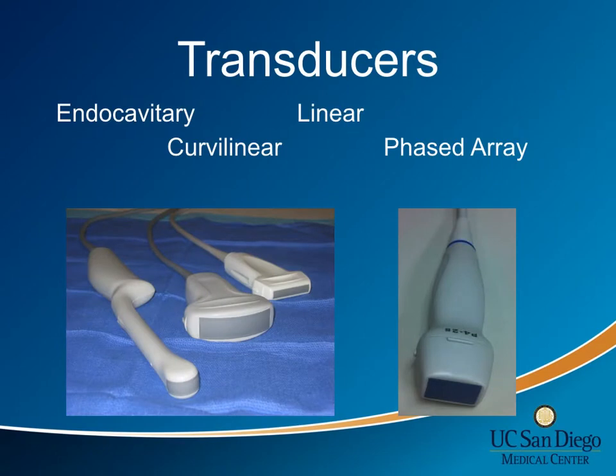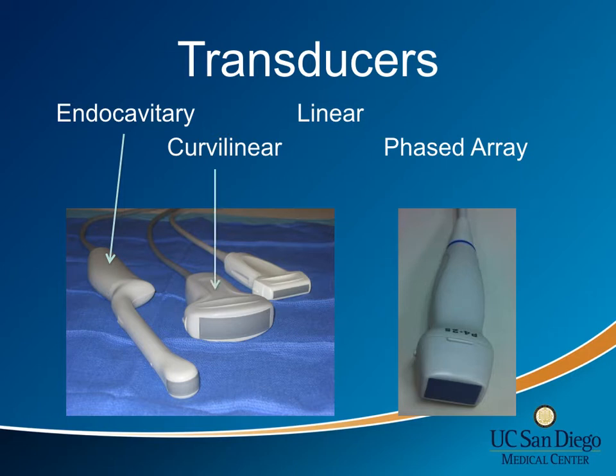These are the four most common transducers you are likely to see in the ER. The endocavitary probe is most commonly used as part of the pelvic exam, but I would discourage you from calling it the endovaginal probe in front of patients, as it can also be used orally to evaluate for peritonsillar abscess.